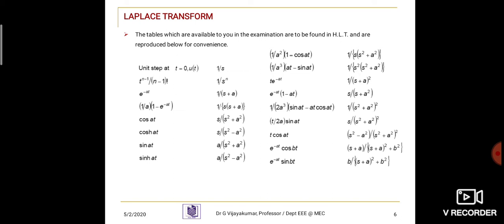Similarly, second one, t power n minus 1 divided by (n minus 1) factorial is represented as 1 by s power n. E of minus a t is equal to 1 by s plus a in S domain. This left hand side gives a time domain analysis, right hand side gives a Laplace transformation domain.